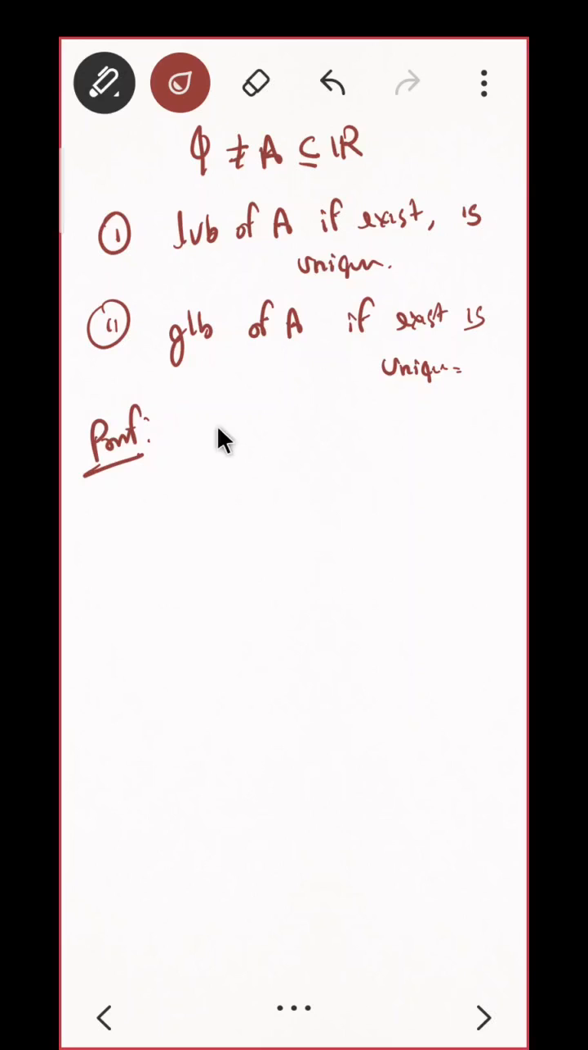First, let us write the definition, or should we directly start? Let me directly start. Suppose alpha and beta are two LUBs of A. Correct? We wanted to prove it is unique. Now we are considering alpha and beta are two LUBs of A. Then what will I have to prove? That alpha and beta both are equal. Do you agree?